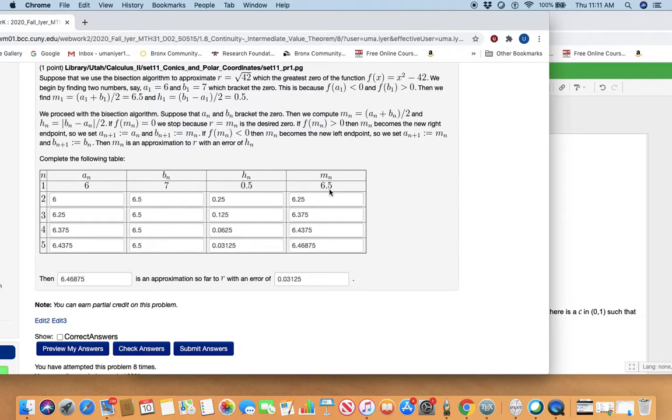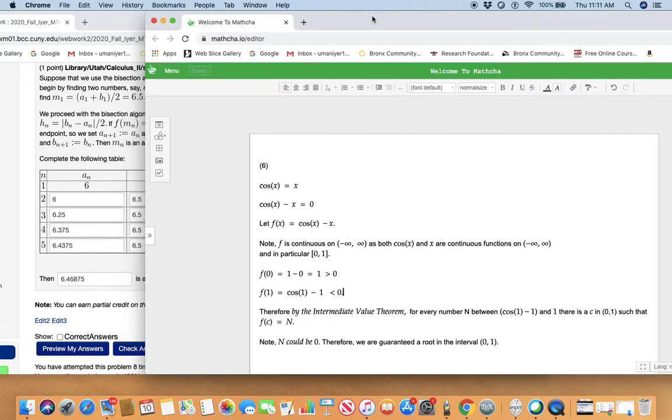So notice, if I put this in the B column, then the A column remains unchanged. If I put something in the A column, then the B column remains unchanged. So how do I determine where my midpoint goes, A column or B column? Again, I repeat, if the value of the function at the midpoint is greater than 0, then it goes in the B column. If it is less than 0, then it goes in the A column. All right, so that's all the procedure is.